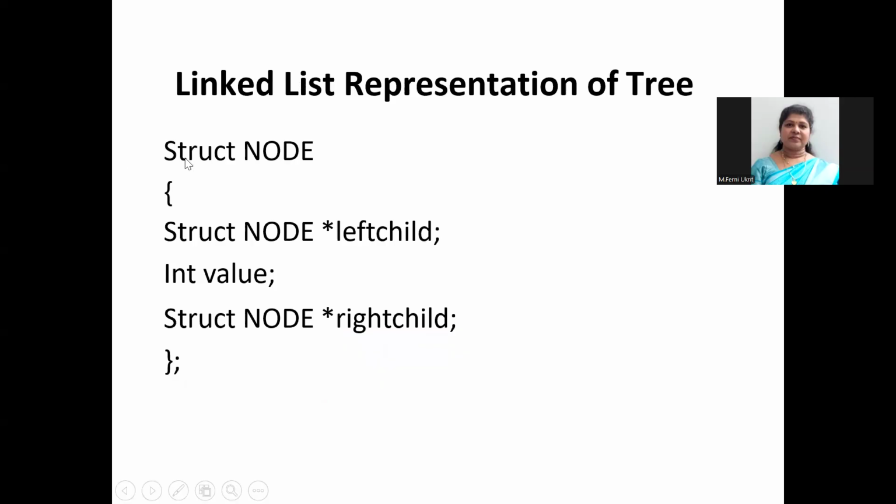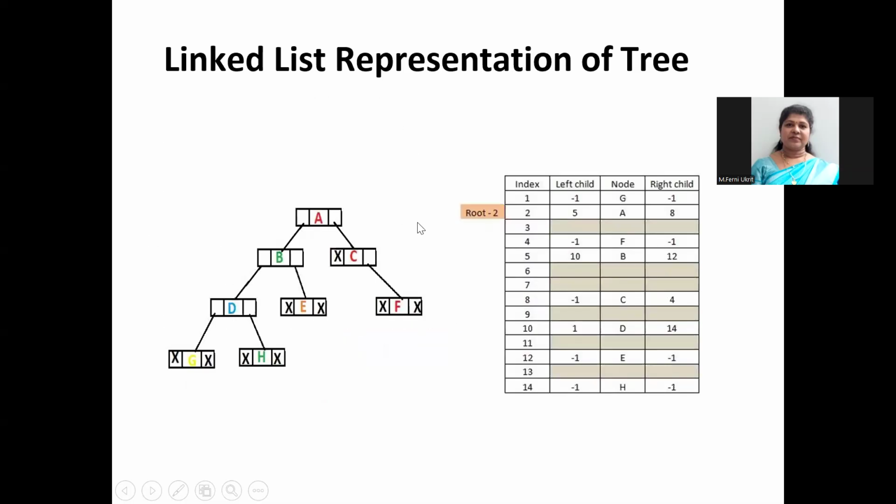And you can normally represent a tree as a structure with node and pointers: left child pointer, right child pointer, and the values which you mentioned can be of integer type, and the left child and right child pointers can be of structure type. And so this is the linked list representation of a tree. All the indexes are mentioned here. And you have a left child, right child, and all the nodes mentioned here.